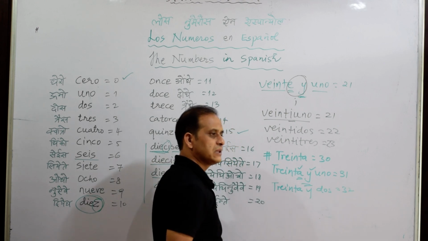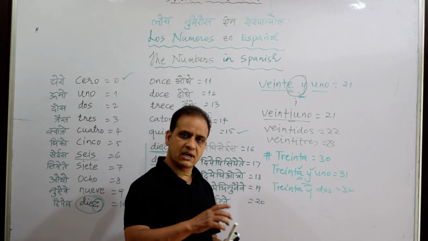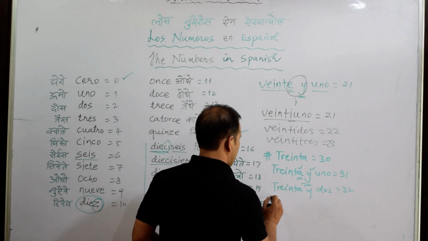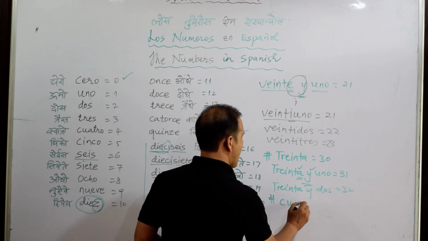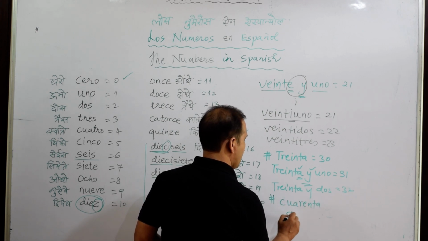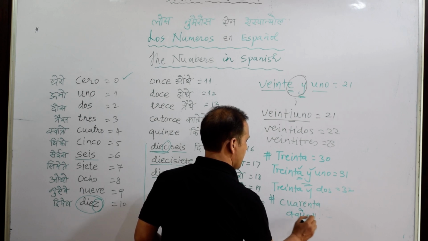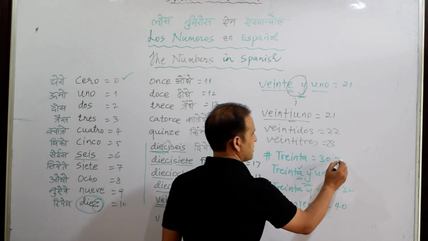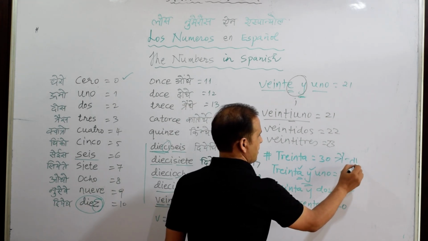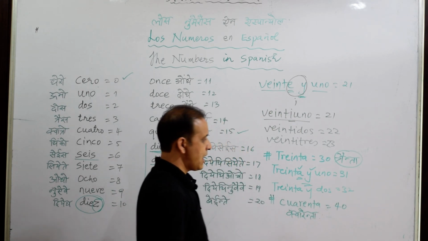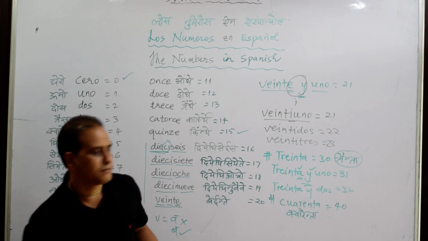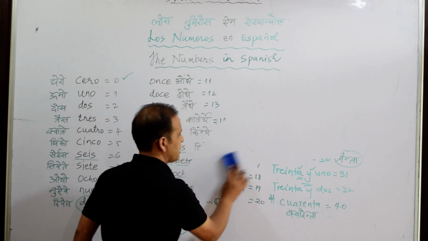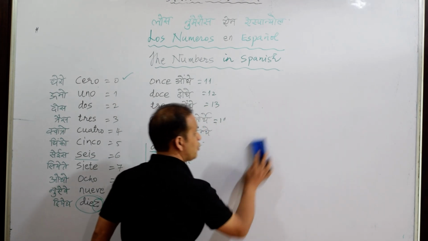32, 33, 34, 35. You will keep on adding. So 40 is 40. This is 40. 30, that is 30. How will you say 41? Same procedure. 41, 42, 43, 44, like this.